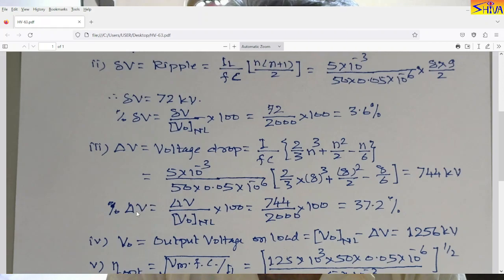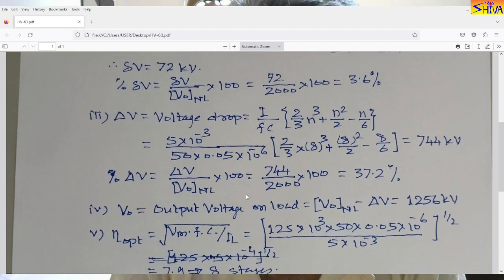So percentage regulation will be delta V upon no load voltage. So 744 upon 2000, multiplied by 100, it is coming 37.2%. V0, that is output voltage on load, is no load voltage minus voltage drop. So it is 2000 minus 744, it is coming 1256 kV.